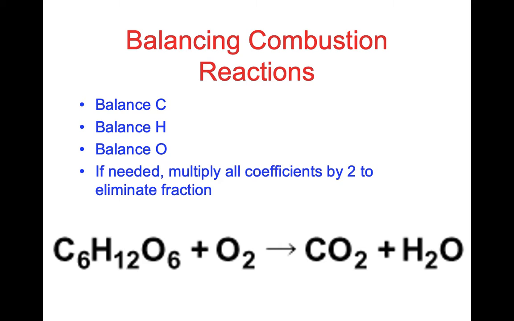When you have a combustion reaction, you're always going to start with balancing your carbons first, the hydrogens second, and the oxygens third. In some cases, you may end up with a coefficient that is a fraction. We cannot have coefficients that are fractions, so you may end up having to multiply by 2 or 4 or some other factor to eliminate that fraction.